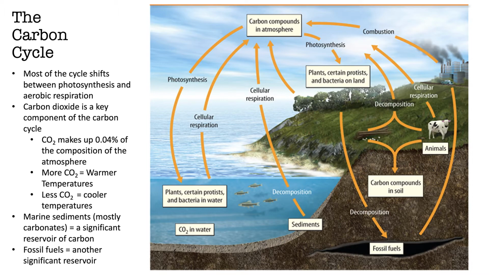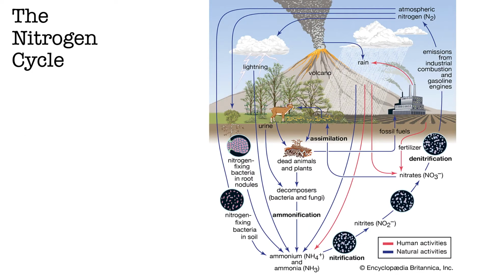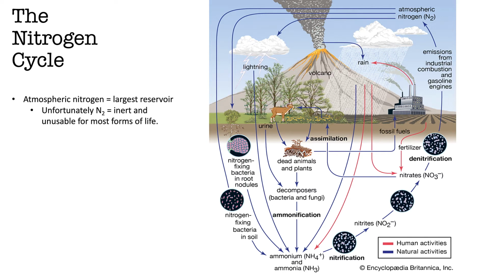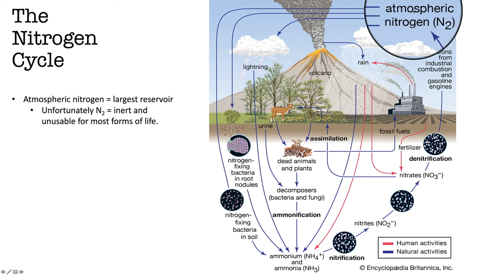Moving on to nitrogen. Okay, nitrogen cycle. This one's probably the most complex of the four that we're going to look at, because there are so many moving parts. The reservoir in this case that we really need to keep in mind is the atmosphere. The atmosphere makes up most of the reservoir, most of where it's stored.